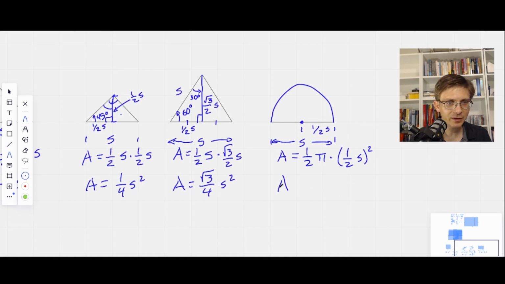So putting all this together, we get 1/2 times 1/4, because it would be 1/2 squared. So that's going to be 1/8 times pi. So I'm going to put that all together and turn that into pi over 8 times s squared. So there we have it.